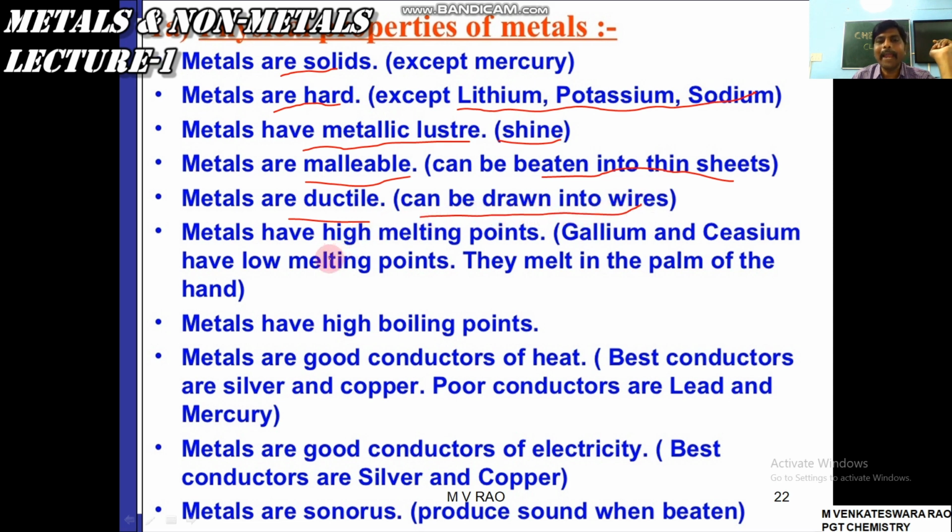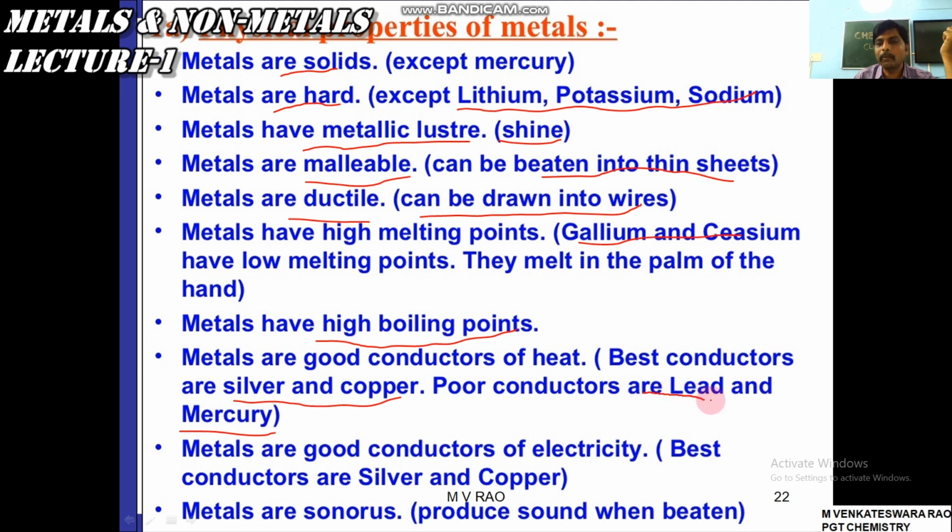Metals have high melting points, but gallium and cesium have low melting points. They melt in the palm of the hand, at room temperature, nearly 30 degrees centigrade. Metals have high boiling points. They are good conductors of heat. Best conductors are silver and copper. Poor conductors are lead and mercury.